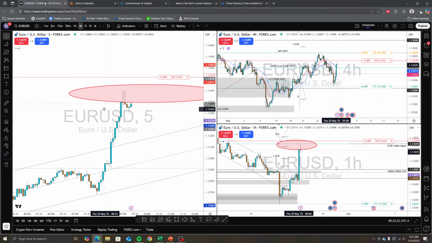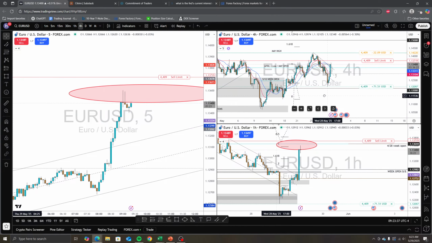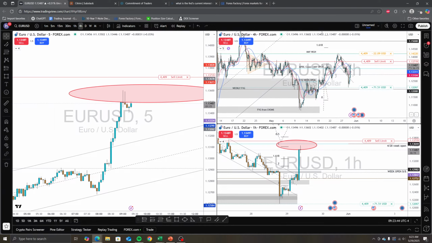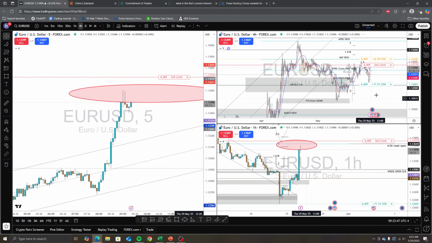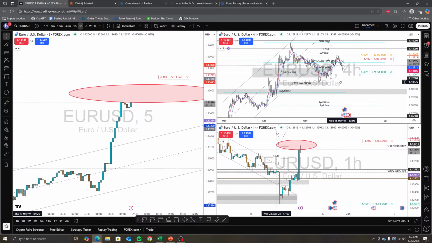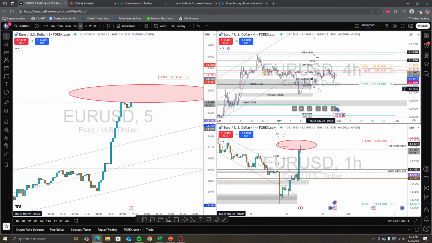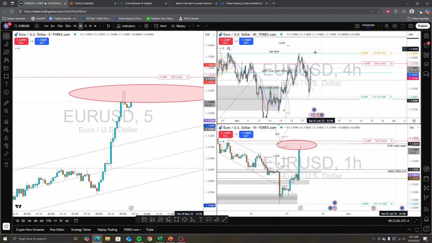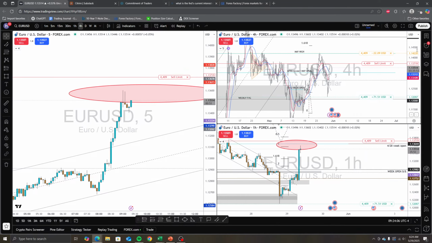Yeah, now I'm just thinking because I don't know if price can come down to this level. Maybe. Shoot, now I'm just overthinking it. Come on. I need more info. I need more info.